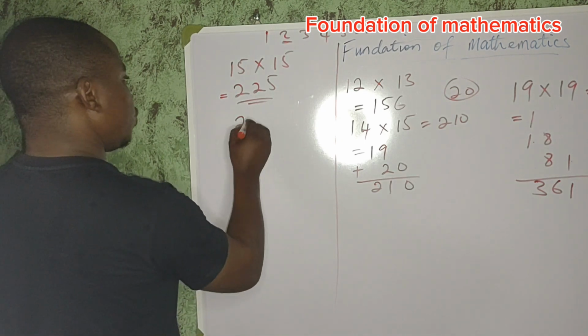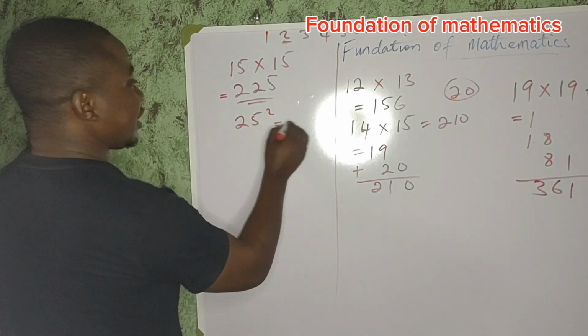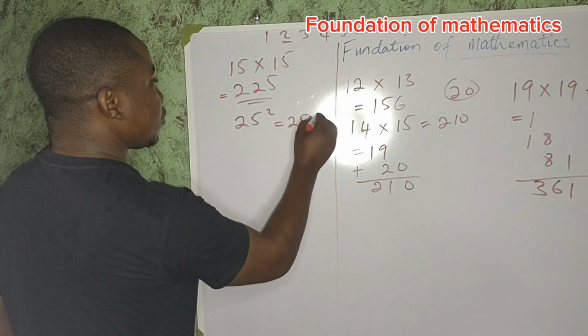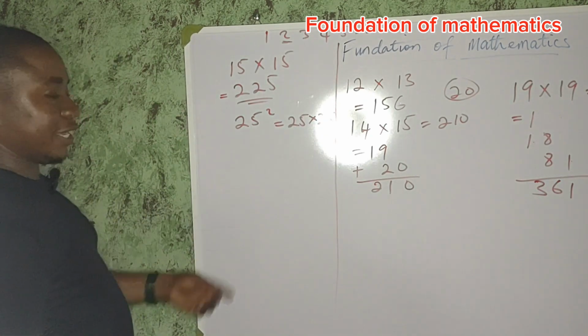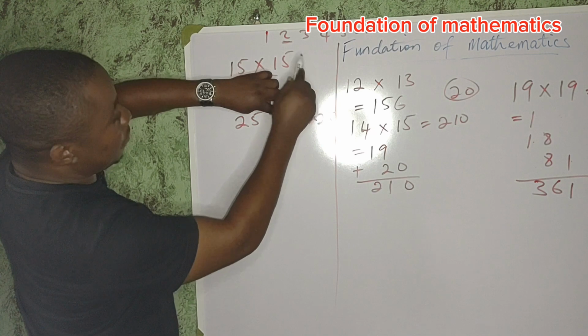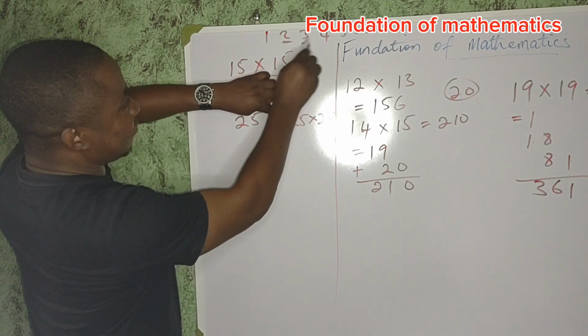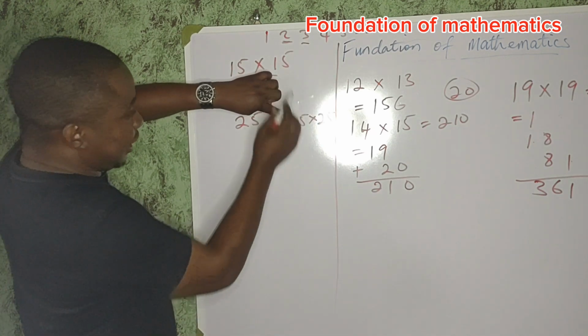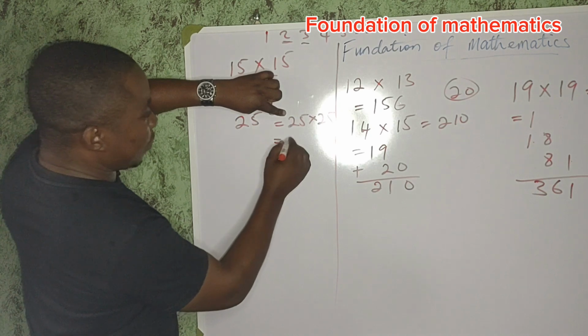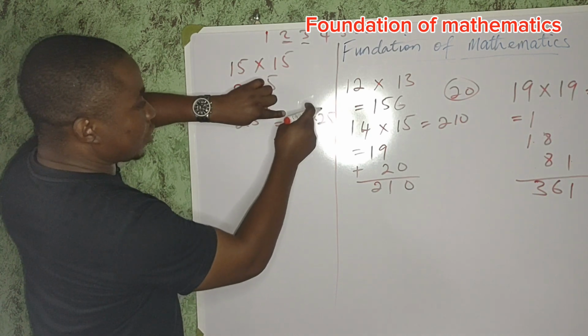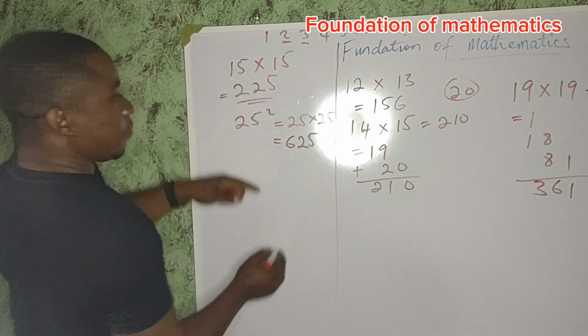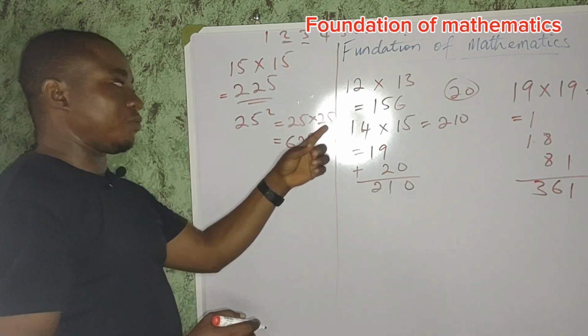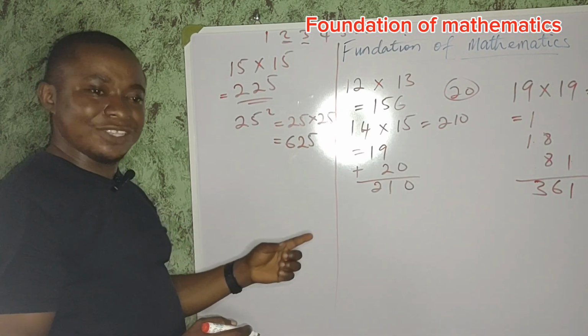What if we have 25 power 2? Of course, we do the same thing as saying 25 times 25. So what do we do here? Now, in a series of numbers, after 2, what do we have? We have 3. So 3 times 2, what do we have? That will give us 6. Then 5 power 2, we have 25. Please, the answer to 25 times 25 is 625.